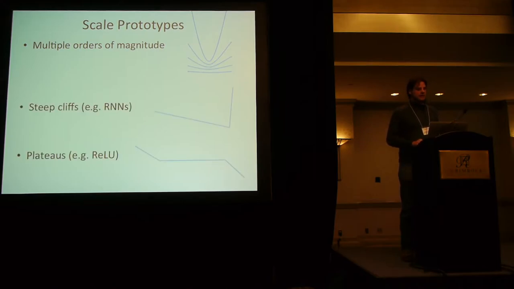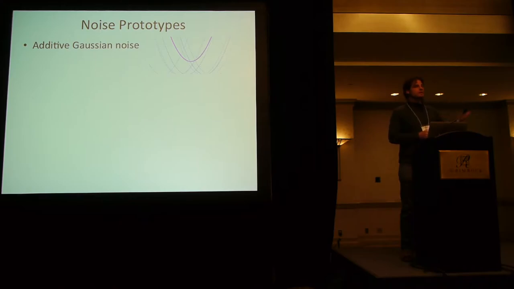And we add in things like steep cliffs, which are supposed to capture things that can happen in recurrent neural networks, and plateaus where things are flat, you don't get a gradient for a while, so the algorithm still needs to do something sensible, even if it's not getting any information, at least in part of its place. And then we make things harder by adding noise on top of them.